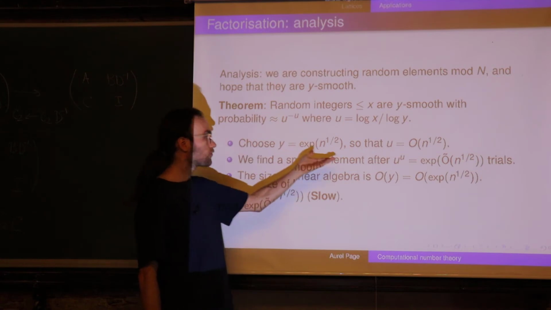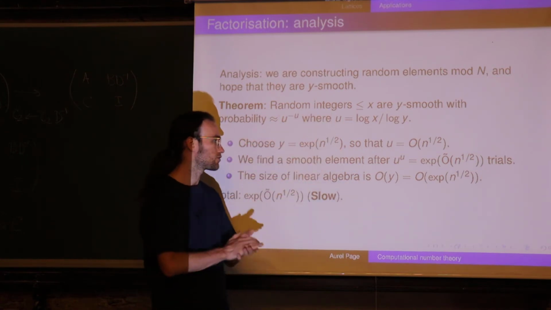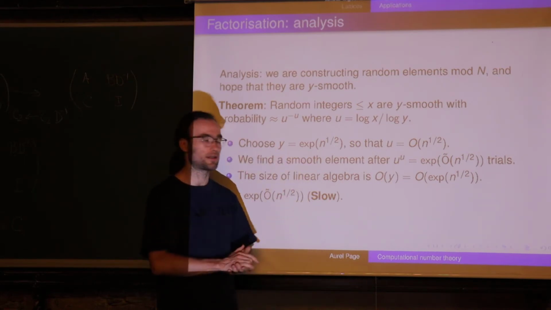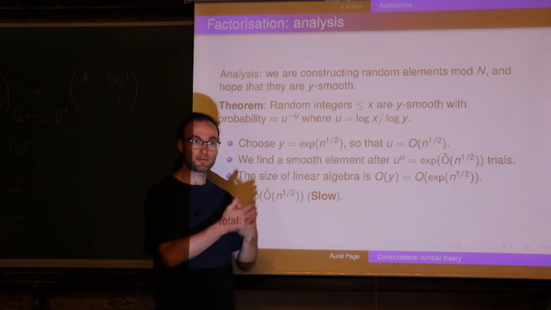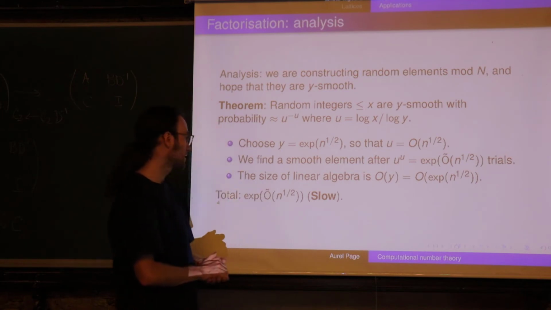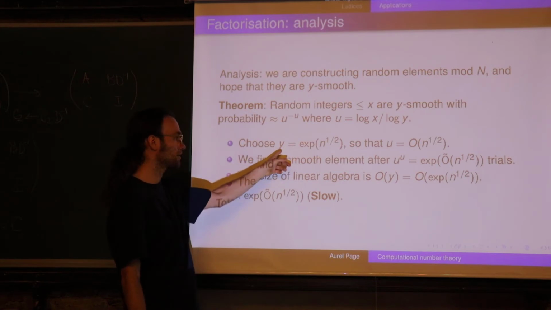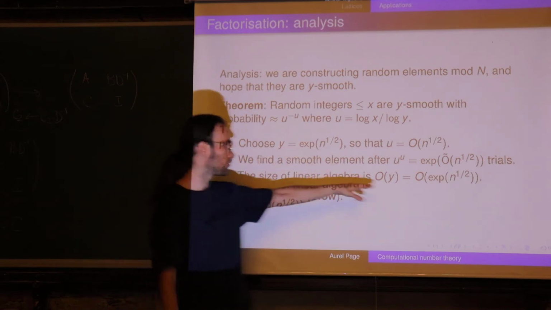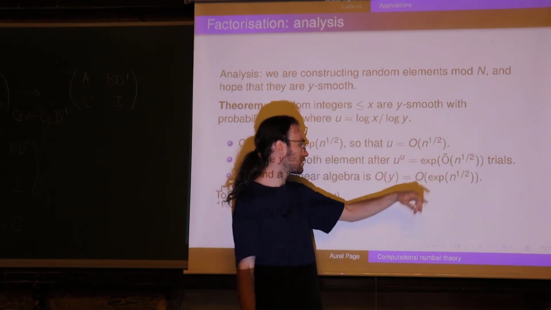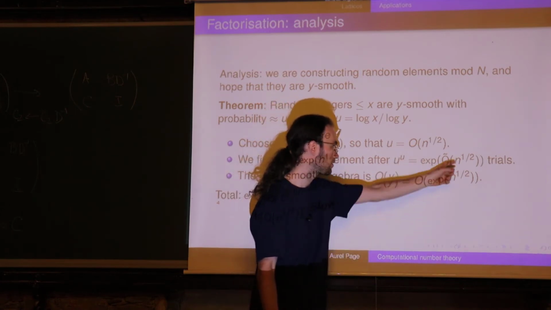And of course, just finding one is not enough because we are constructing a matrix and we want it to have enough columns to have a non-trivial kernel, because that's what we want at the end. So we want to repeat that as many times as the number of rows of the matrix. And what is the number of rows? It's the number of primes in the factor base. So that's at most y. Okay, so also this number. So you repeat this number of times, which is also exponential of square root n.